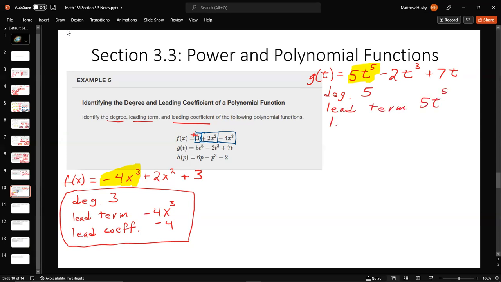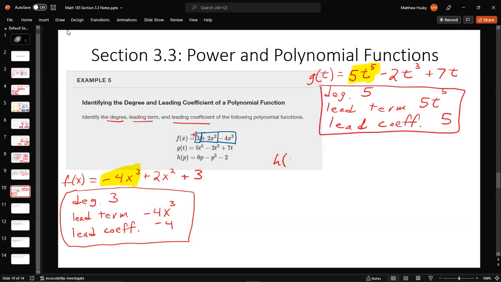And then the lead coefficient is also 5. There's nothing that says that they have to be different numbers. They can be the same number. So there you have it.